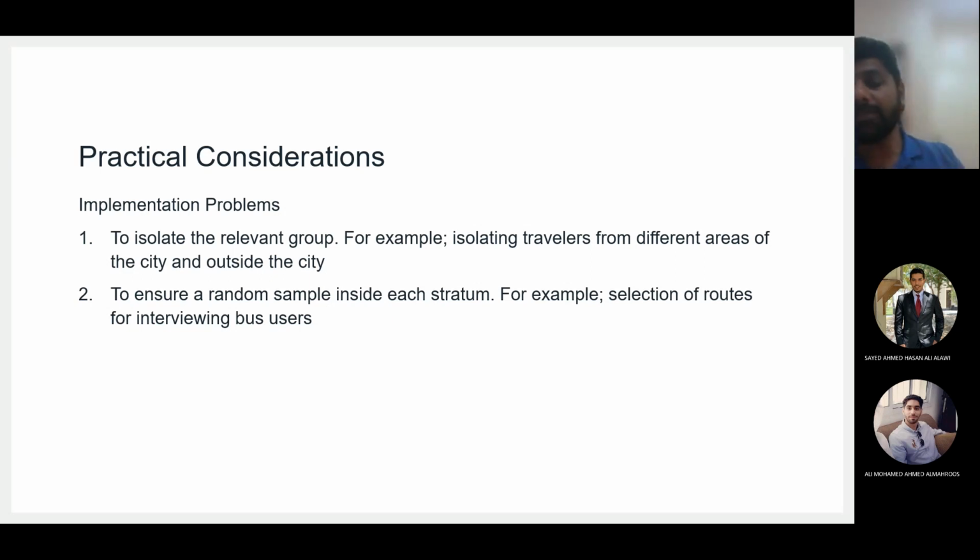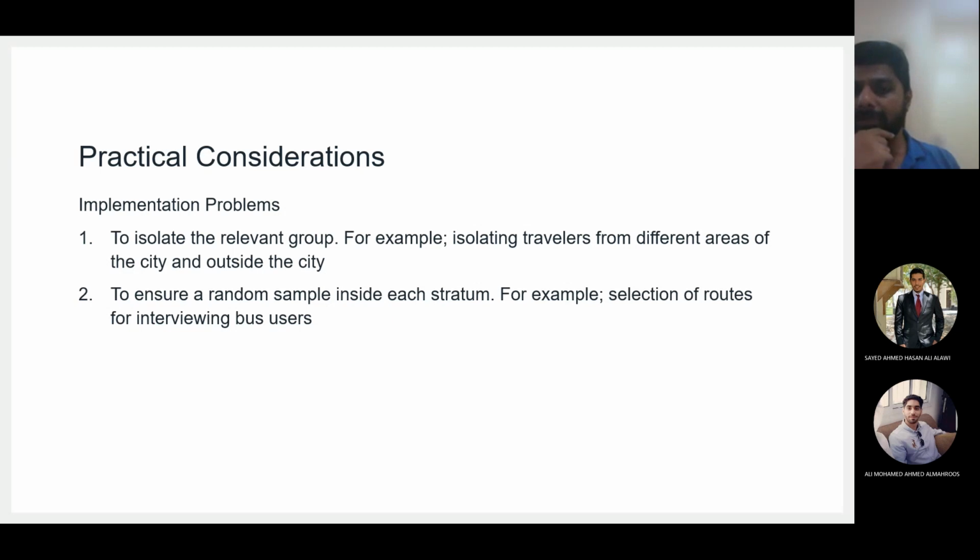So this answers the first point. You want to question bus users. How to isolate the relevant group? Go to the bus stops. On the bus stops, you will only find bus users. Or distribute the questionnaire to the people who are sitting inside the bus. Again, they are all bus users. So this answers the first problem.